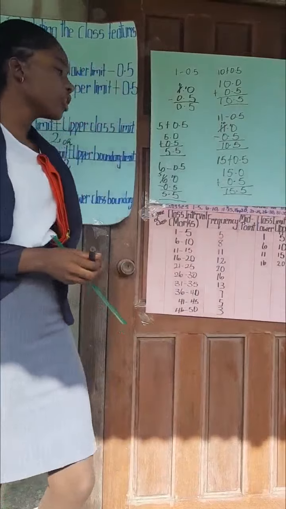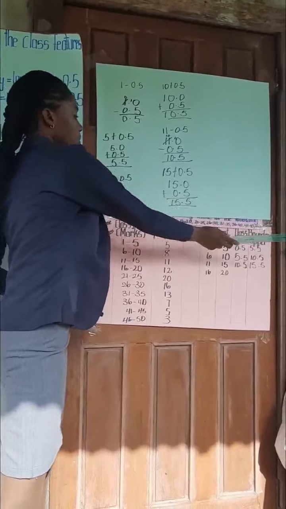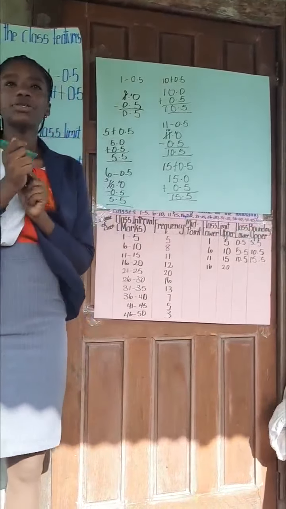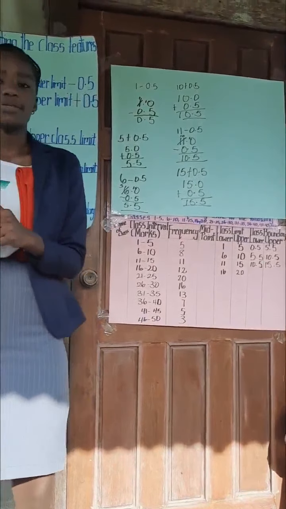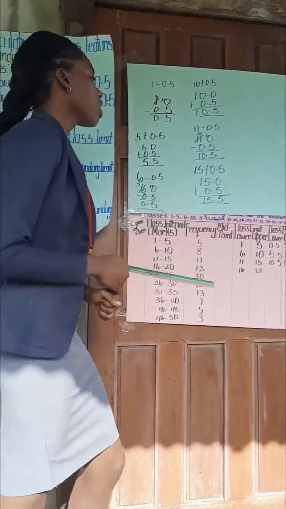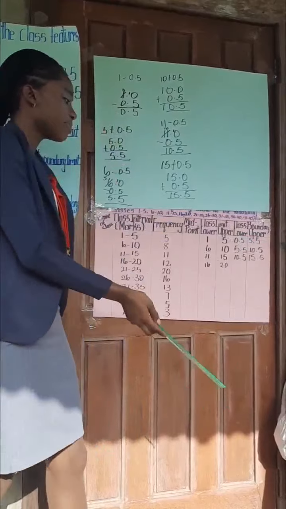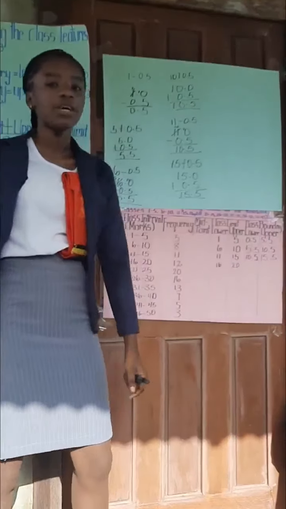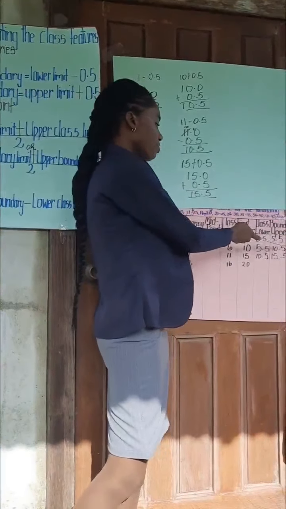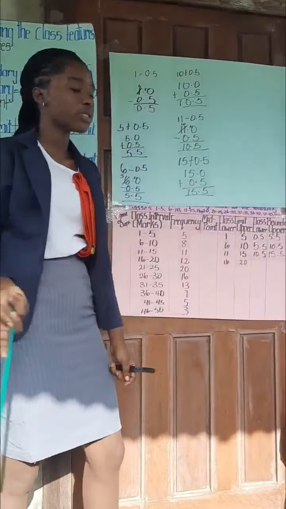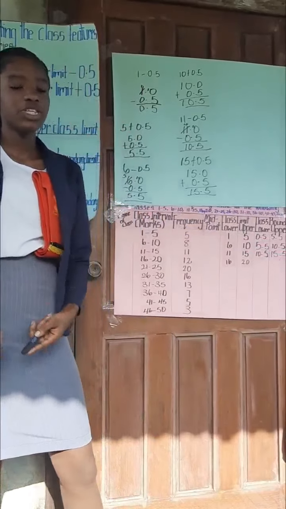Okay, do you notice anything about your lower and upper class boundary? Is there anything that you see occurring there? Yes, Alicia. Very good. Your upper class boundary becomes your lower class boundary of the other class, right? So once you have your upper class boundary, you automatically know what is your next lower class boundary. Do you see what I'm speaking about?